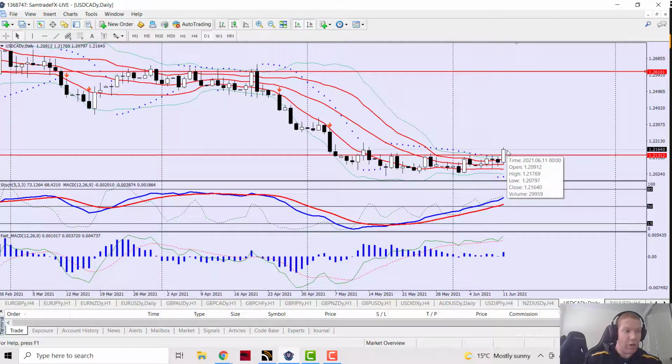And for a long bias, we just want to see very muted language, no talk about tapering of quantitative easing, just that we're still in lockdown and everything like that, because they didn't do anything last week either when the central bank was discussing it in Canada. And then we want to see out of the US some strength in regards to what the FOMC have to say with regards to tapering and things.